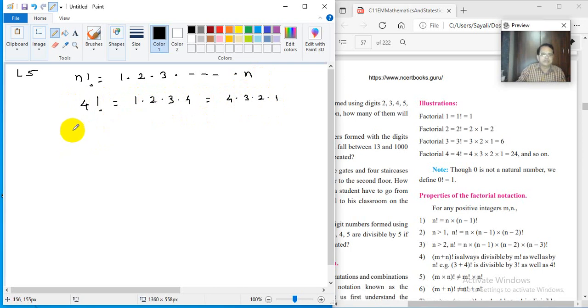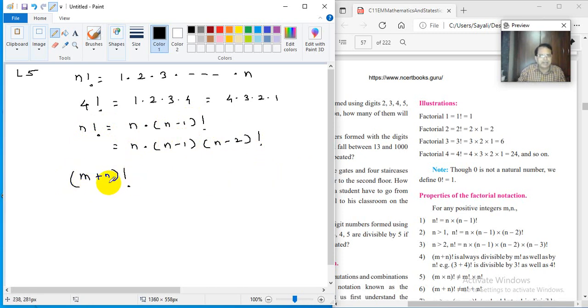And there we were seeing certain properties. We have seen that n factorial is n into n minus 1 factorial. Also this can be written as n into n minus 1 into n minus 2 factorial. This can go on. And then we have seen that m plus n factorial, where m and n are any two natural numbers, is divisible by m factorial and also n factorial. This is what we have seen.